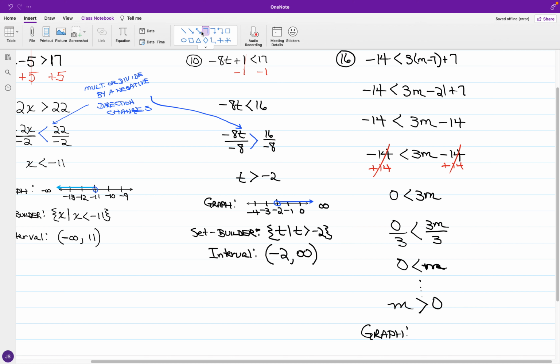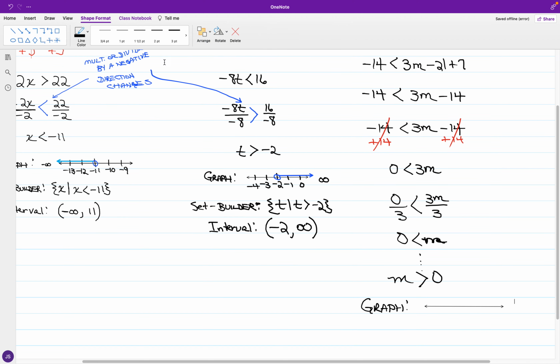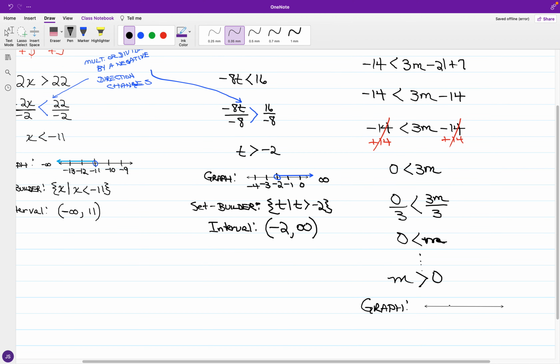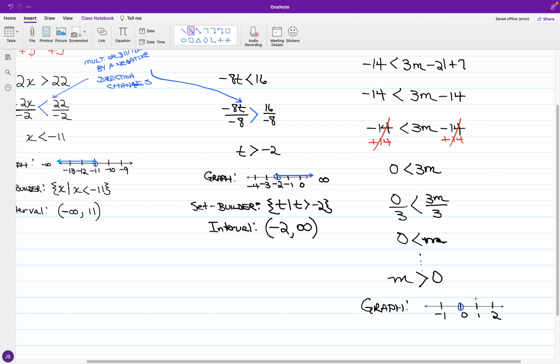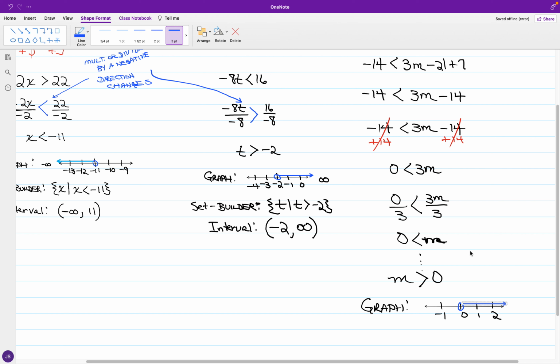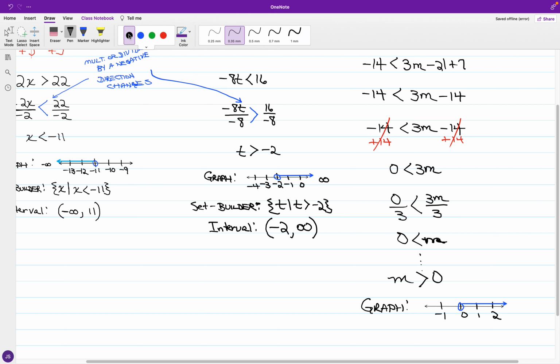And again, just for what we have in the case of graphing, okay, so you have that m is greater than 0. So m is going to be the set of all positive real numbers. And so we're going to have a ray that will go continuously to the right, in the direction of heading off to infinity.